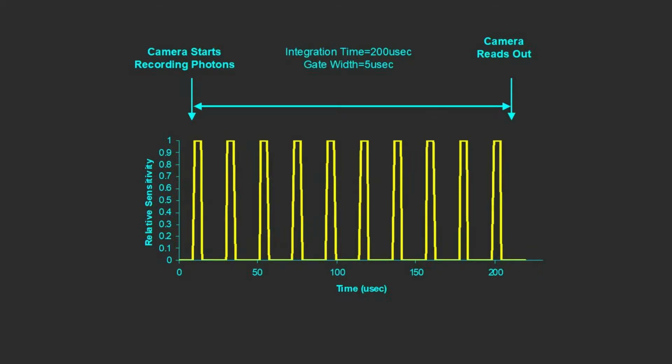The gate width, or time that the gate is open, is 5 microseconds, and the number of gates during the exposure is 10. Therefore, the total time during which photons are recorded is 50 microseconds, even though the apparent data collection time is 200 microseconds. This is quite normal for time-gated imaging. The actual time when the photons are recorded may be much less than the framing time of the camera.